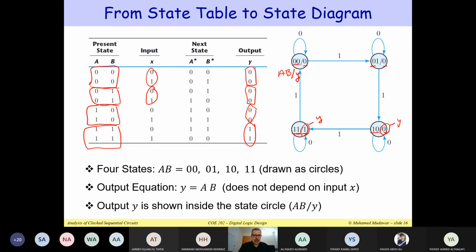Okay, any question about this example? Do you understand this fully?